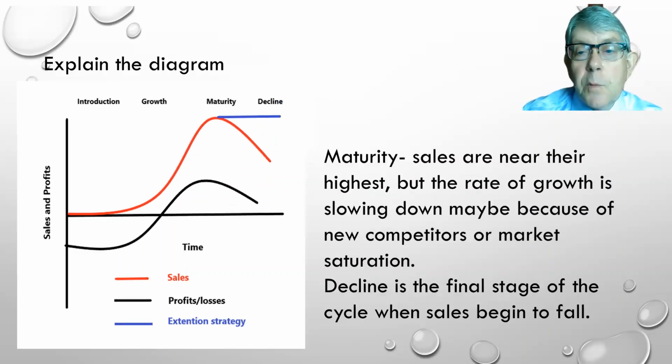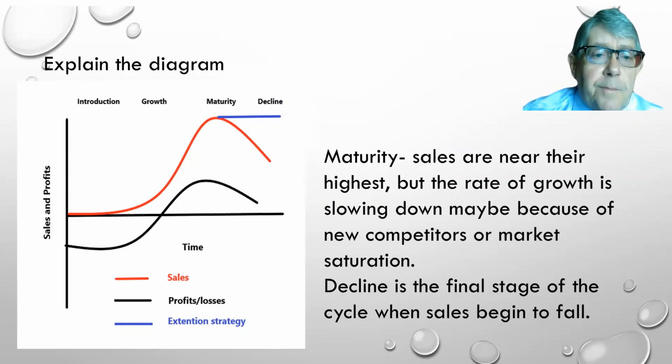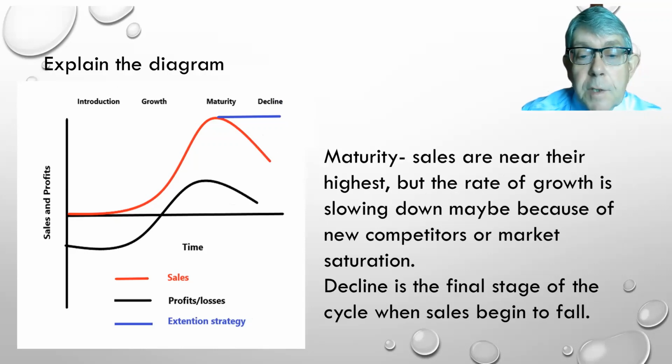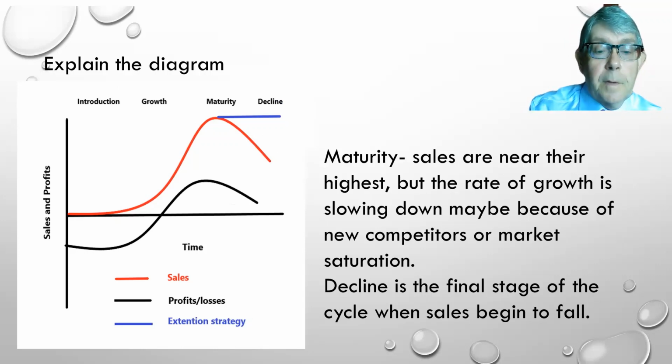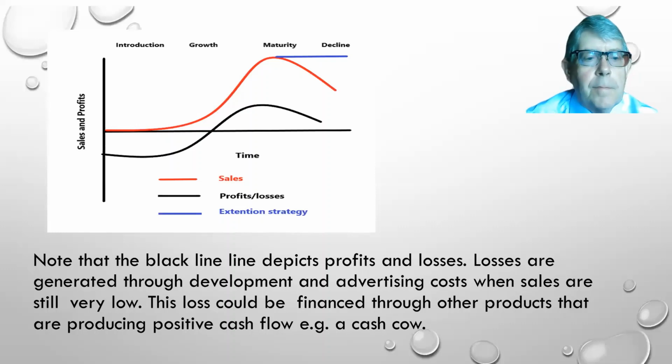Then we have maturity. Sales are near the highest, but the rate of growth is slowing down, maybe because new competitors in the market, or basically the market is saturated, which means sales growth has petered out. The decline stage is the final stage of the cycle when sales begin to fall. Note that the black line depicts profits and losses. Losses are generated through development and advertising costs when sales are still very low. This loss could be financed through other products that are producing a positive cash flow, for example, cash cows.